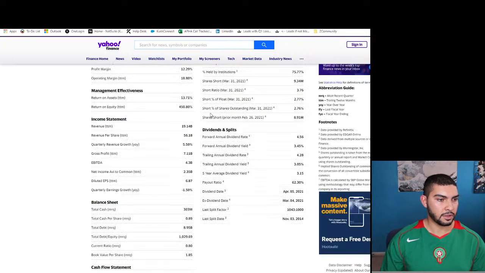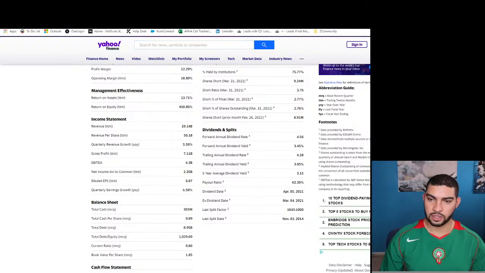Kimberly-Clark. Shares held by institutions, 75%, not a good thing, so that's a no for that. And current ratio is actually good, with less than even 1. Oh wait, current ratio is not a good thing because it's less than 2, so that's a bad thing.